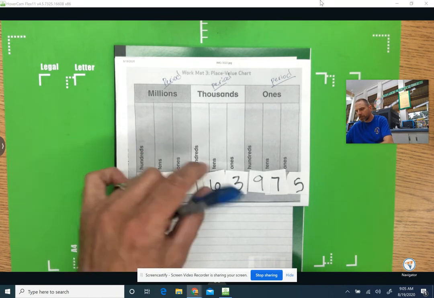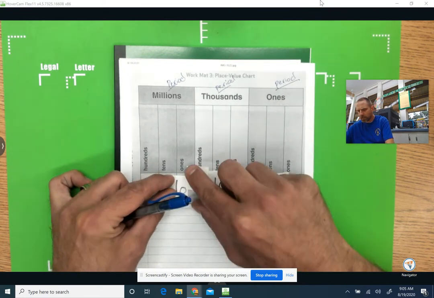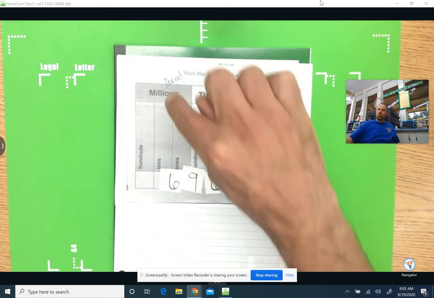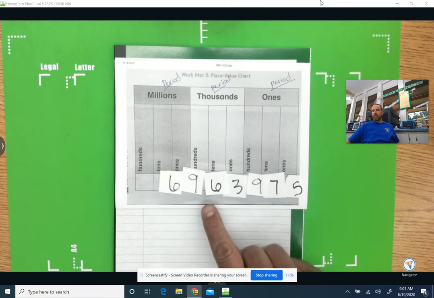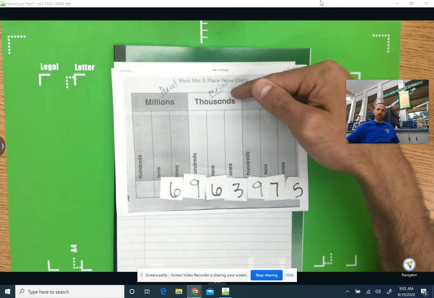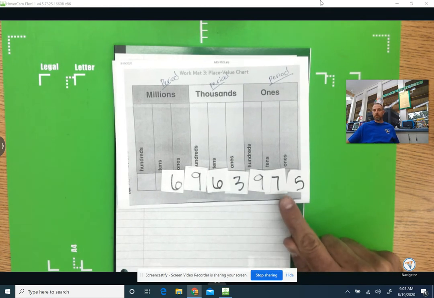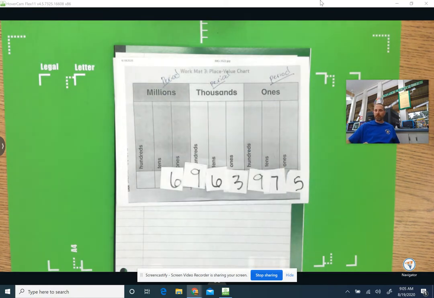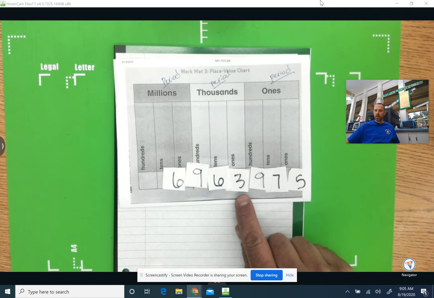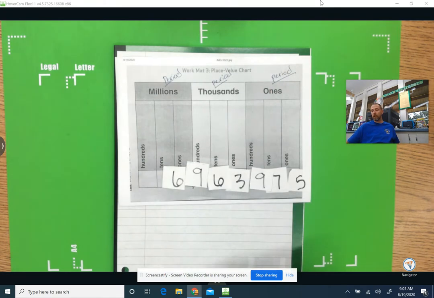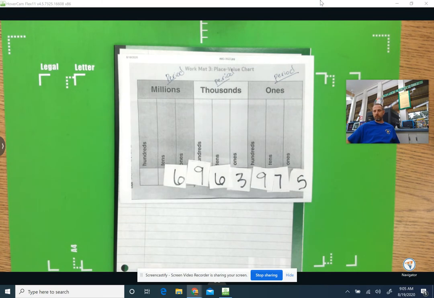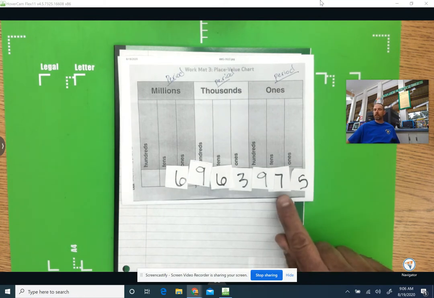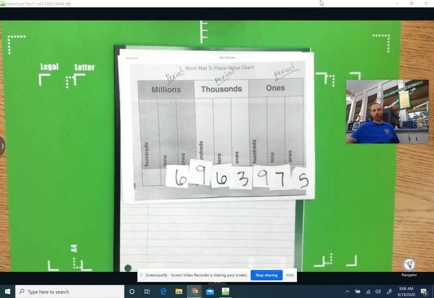We're going to scoot my digits over. Not perfect, but it works. That 6 is in the millions period here. 6 million 963,975. So when we're talking millions, before you're done reading the number in the millions period, you've got to say the name of the period. Before you're done saying the number in the thousands period, you've got to say the name of it. 6,963,975. Ones, but we don't say ones.